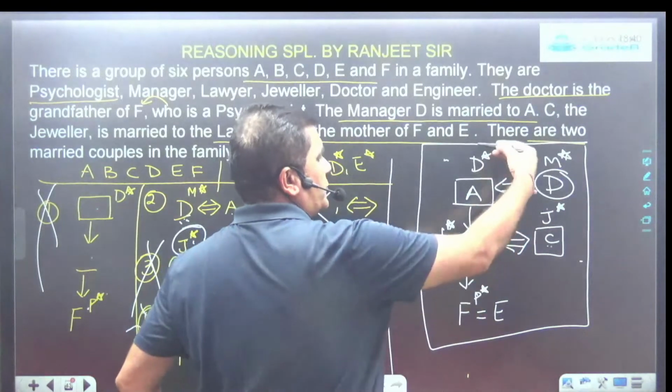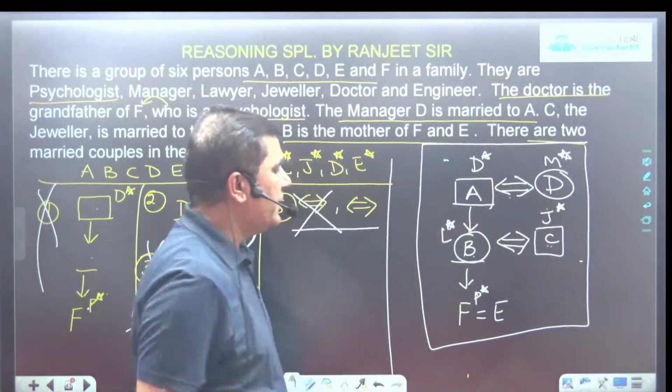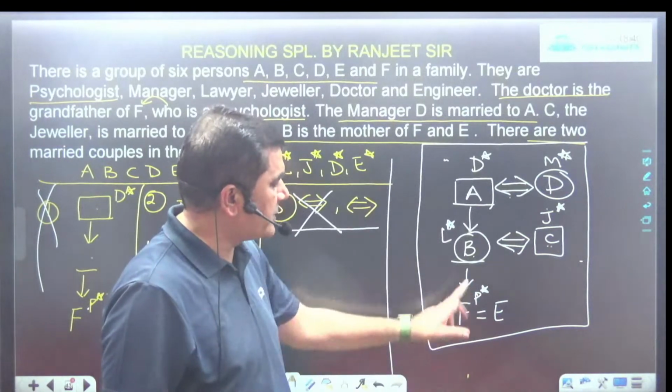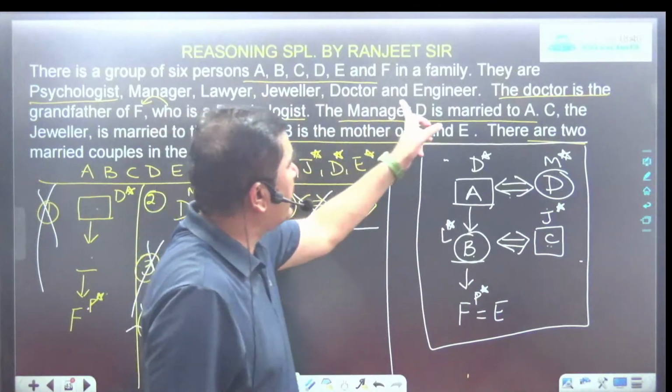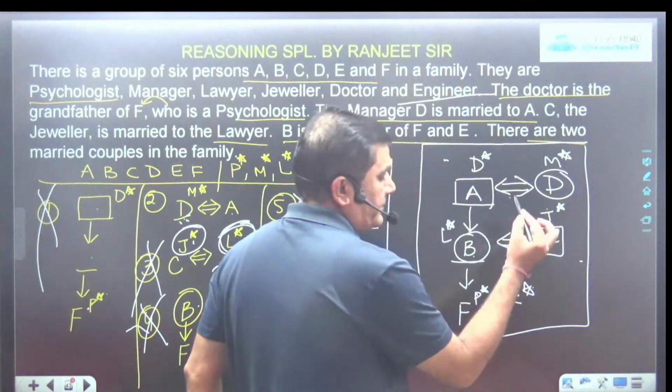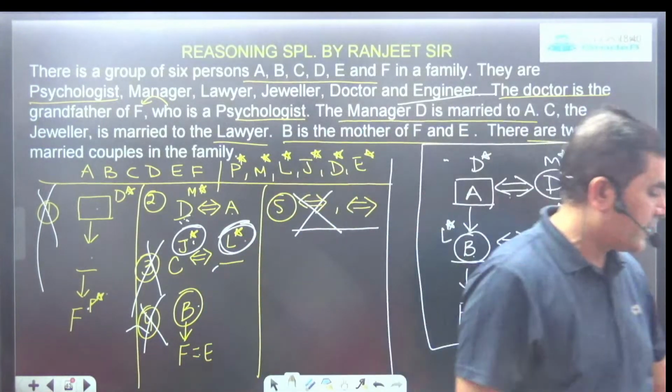Clear? So A is doctor, D is manager, B is lawyer, C is jeweler, F is psychologist. So E, the only profession left is engineer. So E must be engineer. Clear?